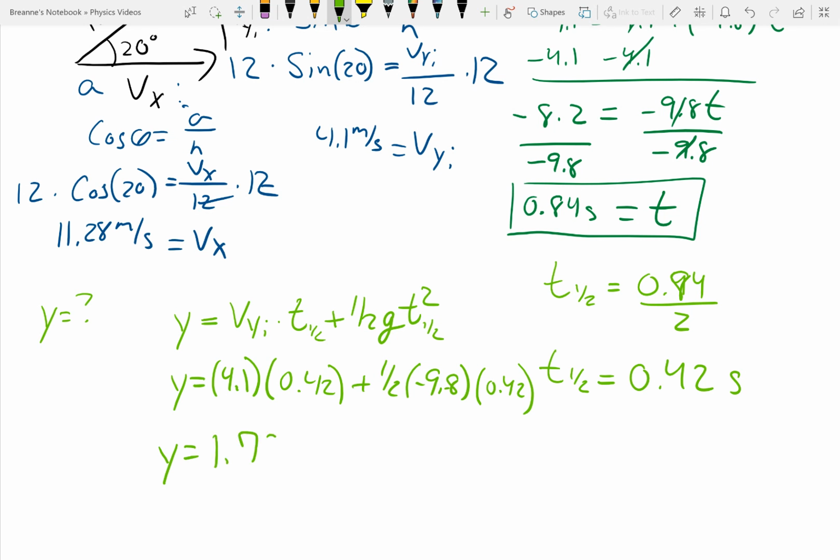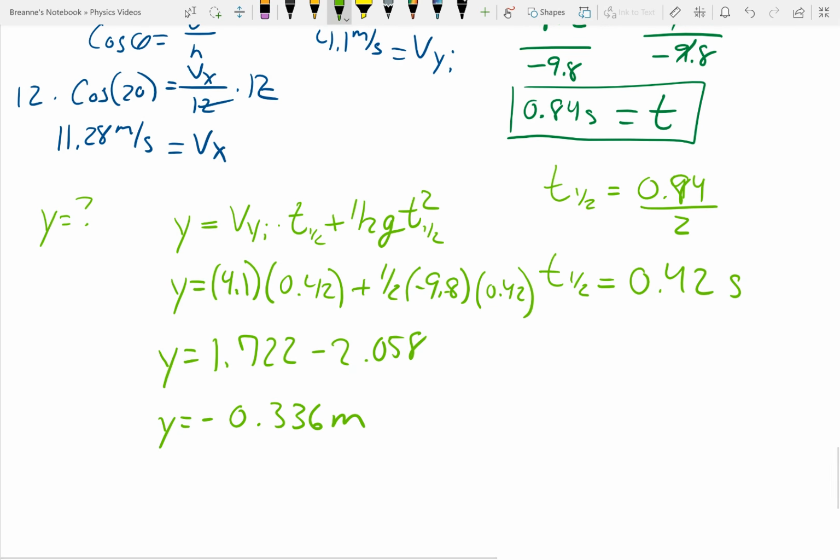So that gives you 1.722 minus 2.058. And remember, the negative just tells you direction. So you get a negative 0.336 meters. The negative is just telling you the object is going down. So you don't necessarily have to put the negative there. The negative is just direction. So that's your height.